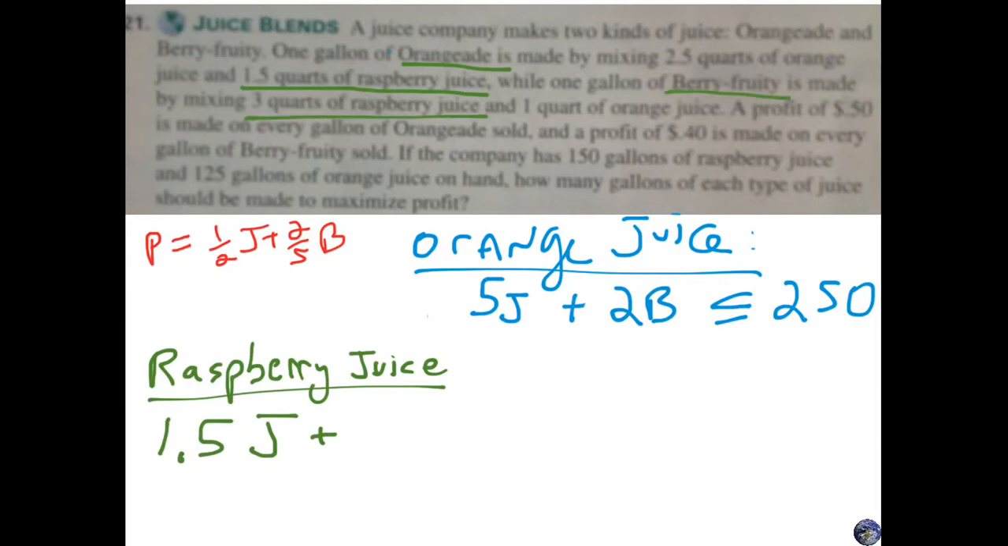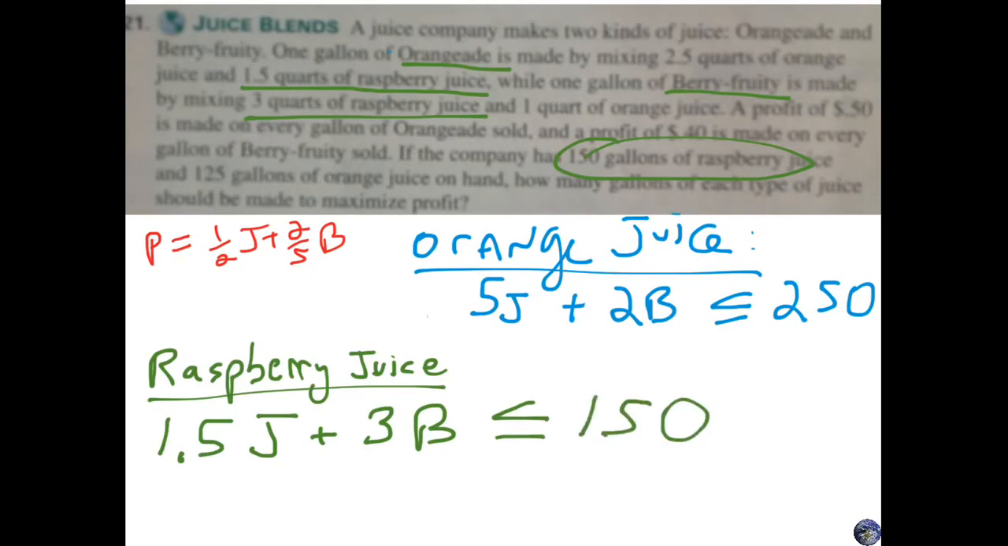Now we have to actually look at the berry fruity. It says the berry fruity takes 3 quarts of raspberry juice for every single gallon of berry fruity we make. So I have to do 3 times B. And I add these two together, right? This is the amount of raspberry juice that's coming from the orangeade, and this is the amount coming from the berry fruity. So I add those together. That's going to give me the total amount of raspberry juice I need, but I'm limited to 150 gallons of raspberry juice. So that has to be less than or equal to 150.